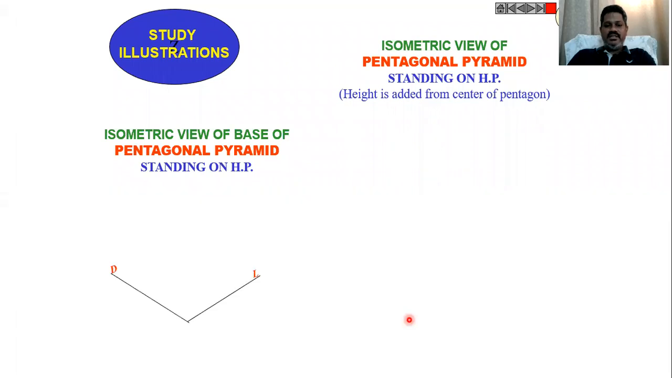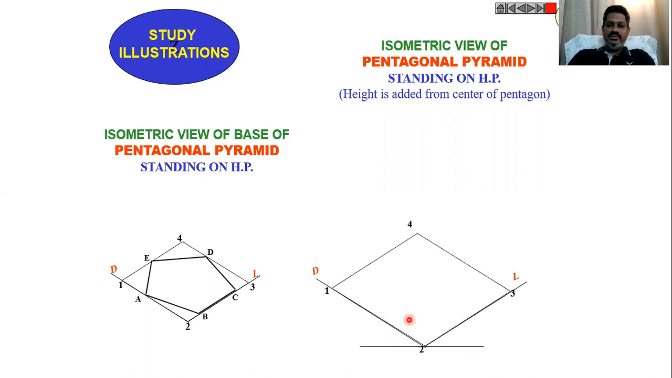Then let me take one more example. We have the isometric view of a pentagonal pyramid standing on HP. Let us draw the isometric view of the pentagonal pyramid standing on HP. This is the problem, and for this we need to draw the isometric view. So we have the top view here.